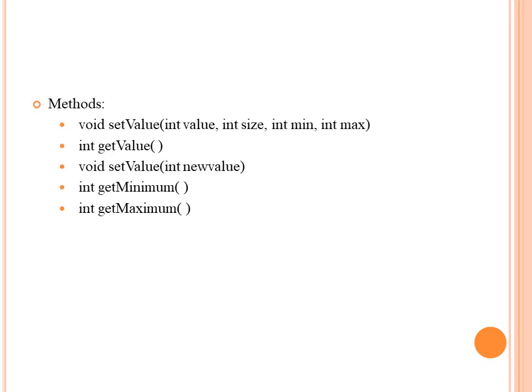In our example for the scroll bar, we'll see the methods first. The methods that I use for the scroll bar are void setValue, then int getValue, void setValue, then int getMinimum, and int getMaximum.